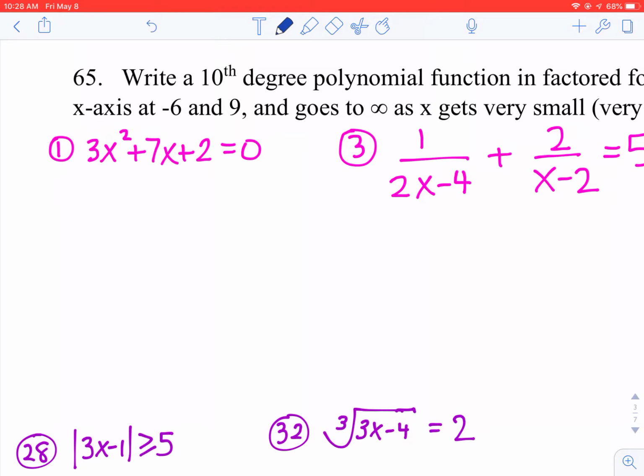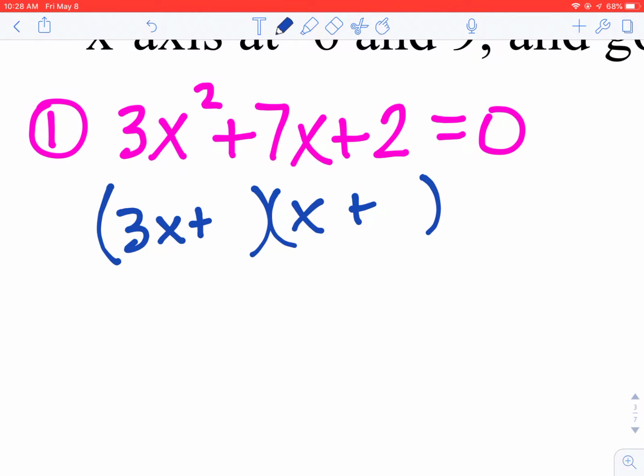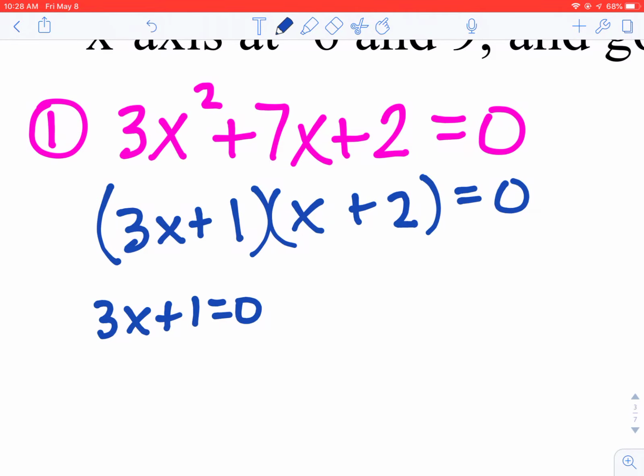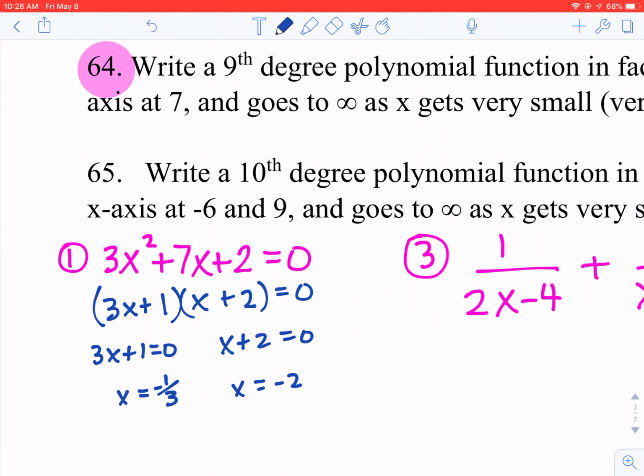Alright, so the first one, make sure you can solve, and this one can be factored. So we have 3x and x, and we have positive and positive because the last term is positive. So I want to multiply the 3 times the 2 to make 6, and then one more would make the 7 for the middle. So then I say 3x plus 1 is 0. Solve for x there, subtract 1, divide by 3. Negative 1 over 3. Here's x plus 2 is 0, so that makes x equal to negative 2. So make sure you can factor.